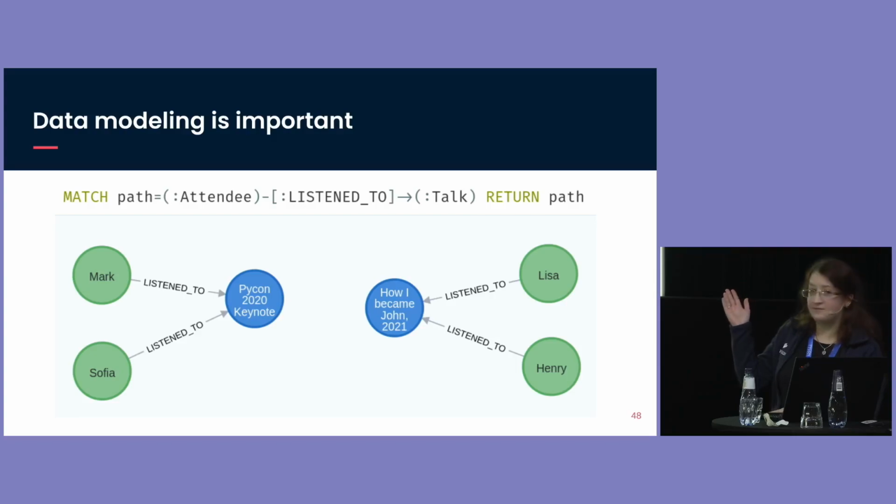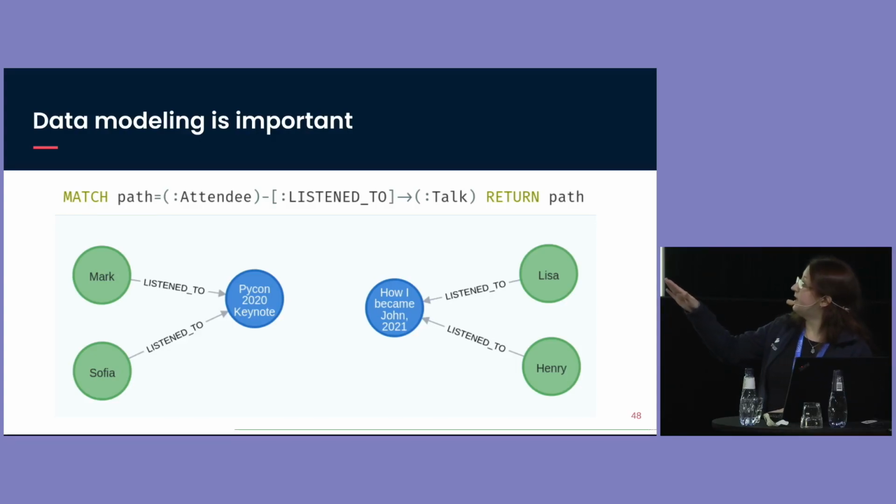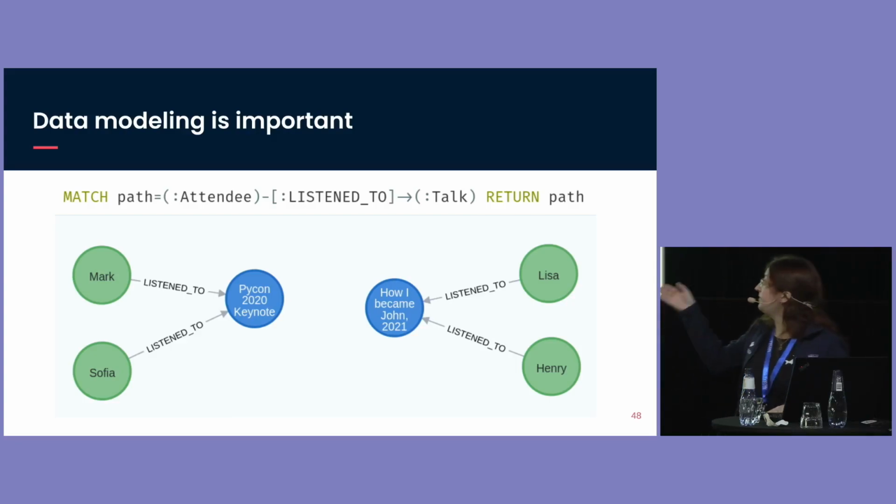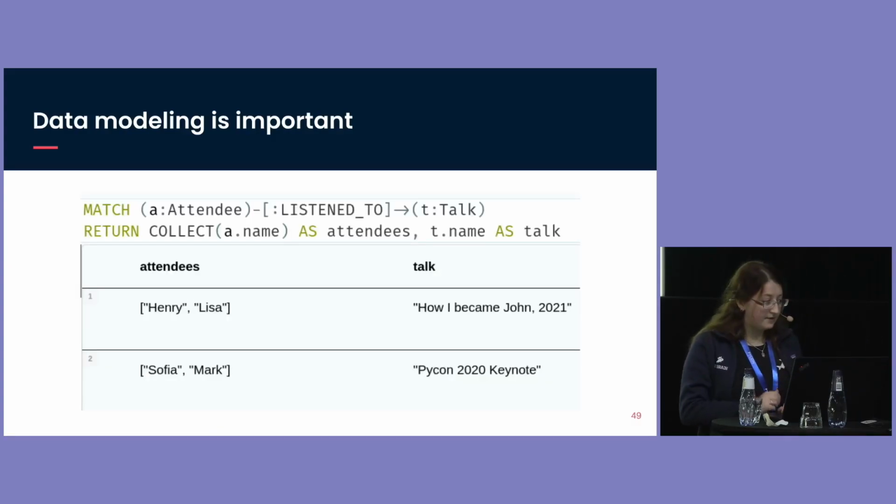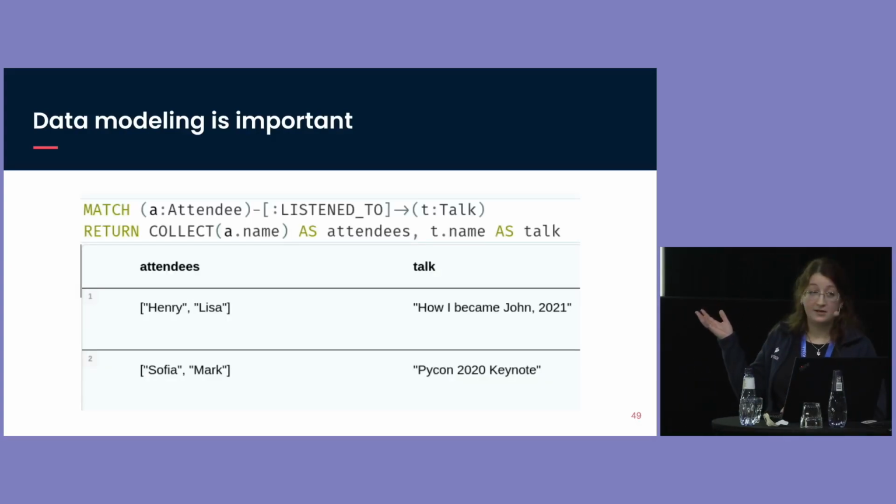So here, even without collecting the people on the small data set, we can see the answer already. We have a relationship between attendees, Mark and Sophia, and PyCon 2020 Keynote, and same on the right with the second talk. And this is an example of a query that would produce the exact answer to our question. As you can see, it's simple node label, relationship type, node label, and in the end, we just collect same as we would do in SQL and return the result.